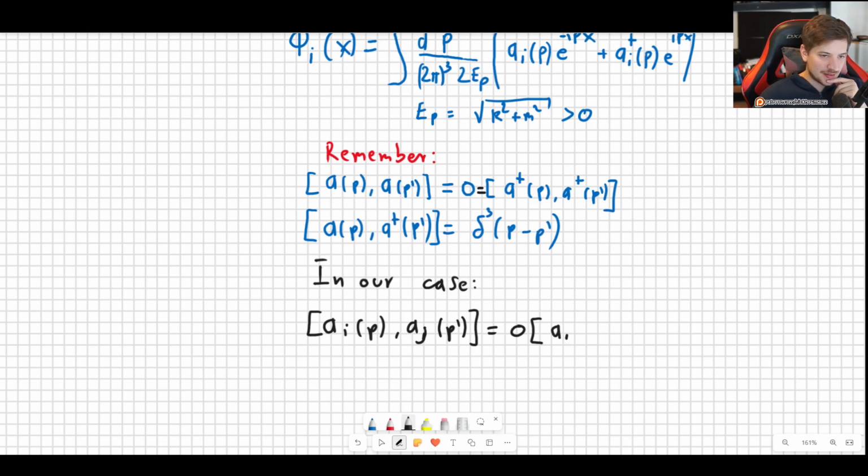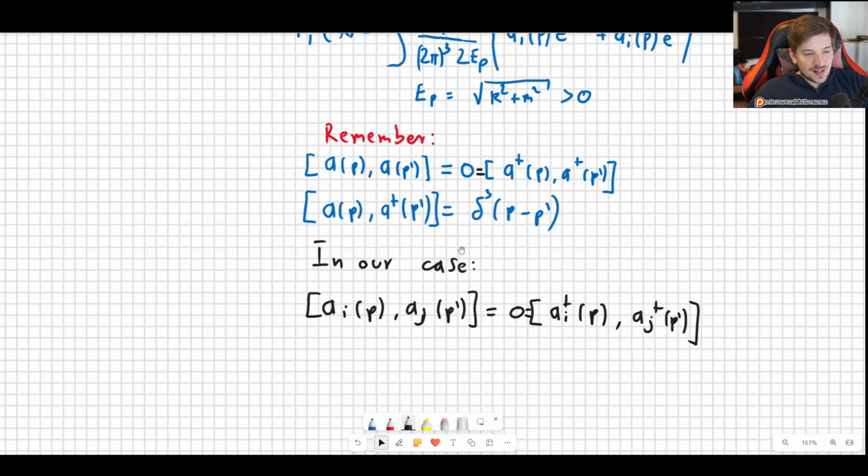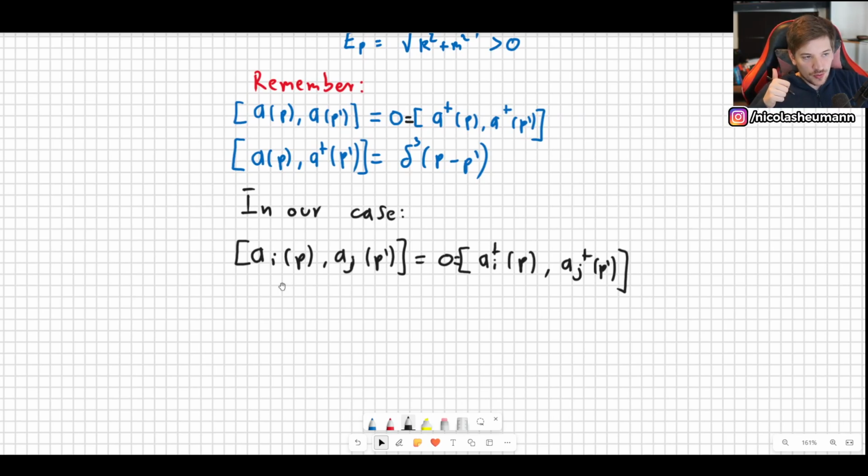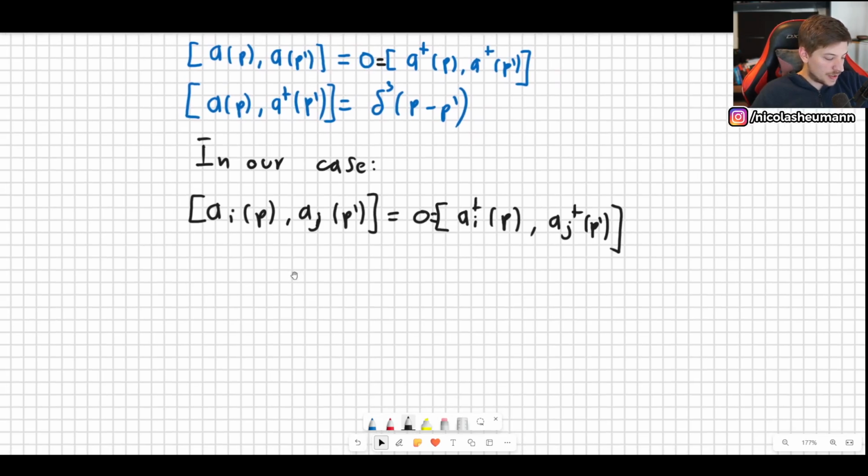And that's the same as having a_i dagger of p and a_j dagger of p prime. So what this basically means is that just like before, whenever we have these things combined, it's just zero. So if you have creation and creation, annihilation and annihilation, they commute. And that is true for both i equals 1, i equals 2, so for both of those cases and for any combination. That is not really different from what we had before.